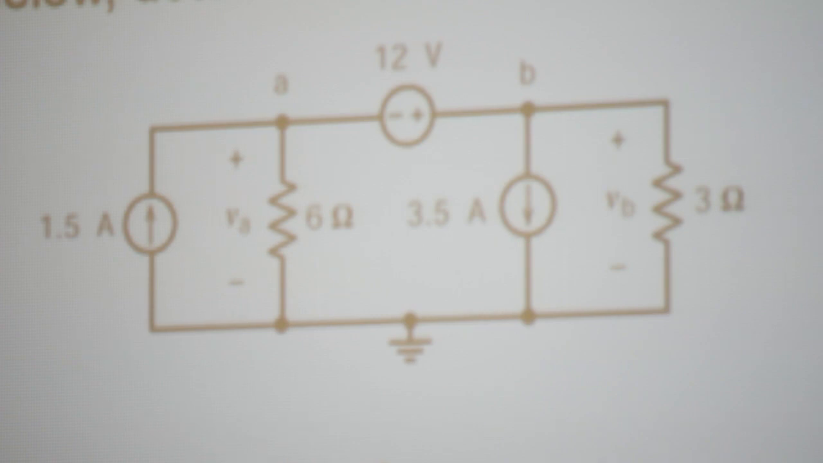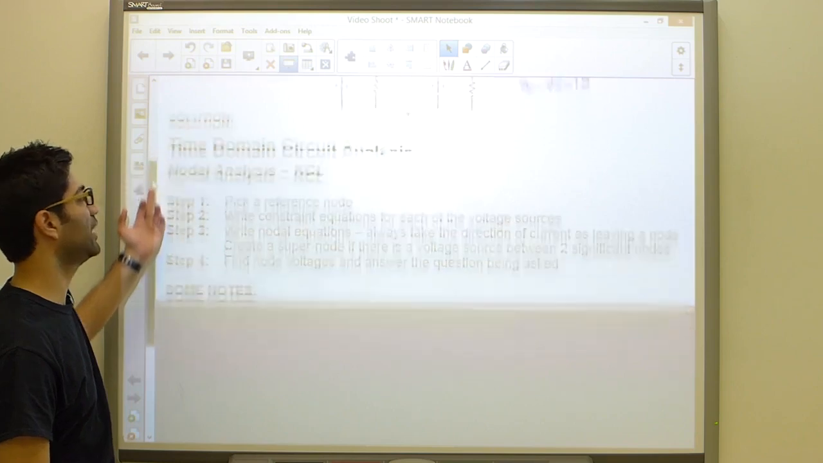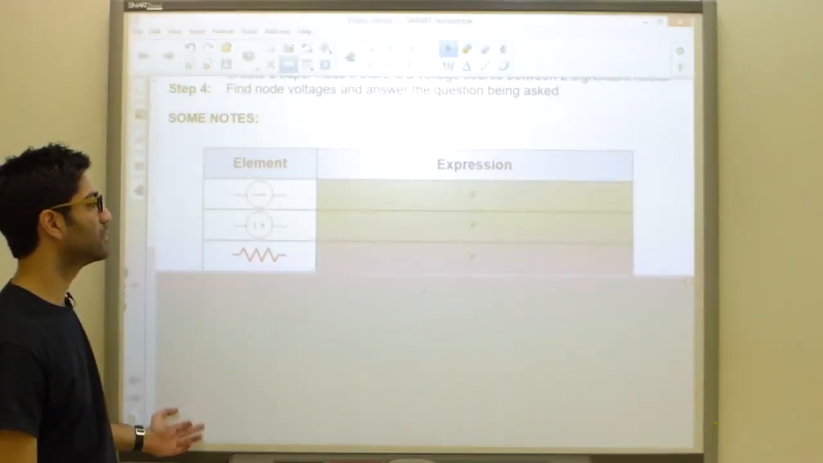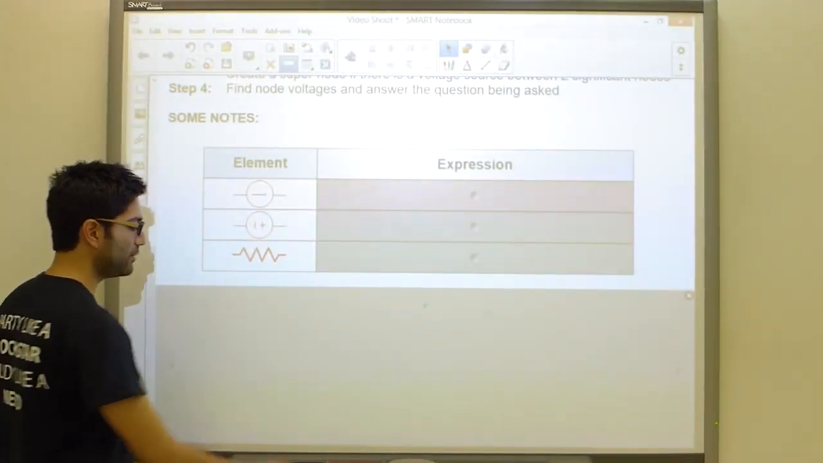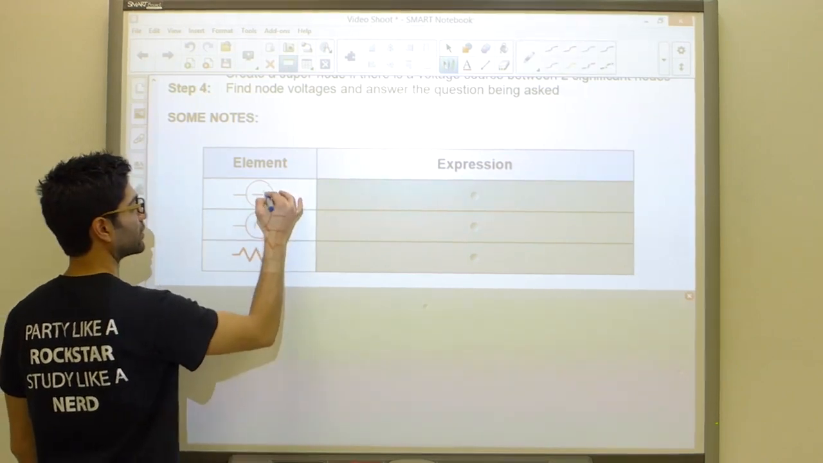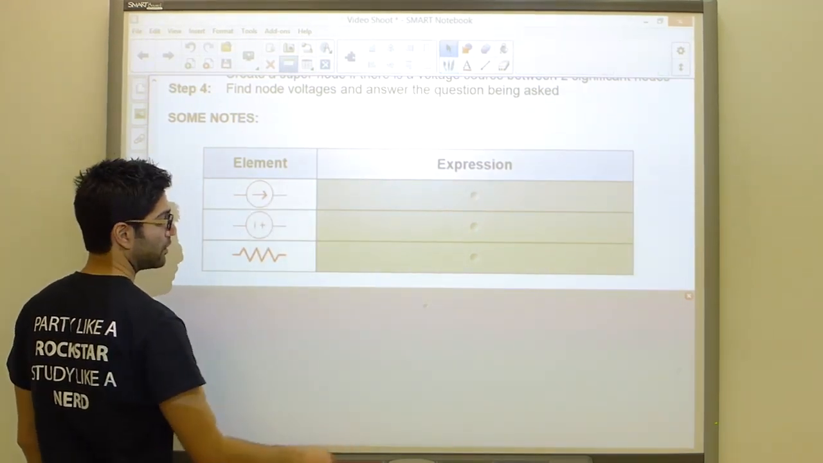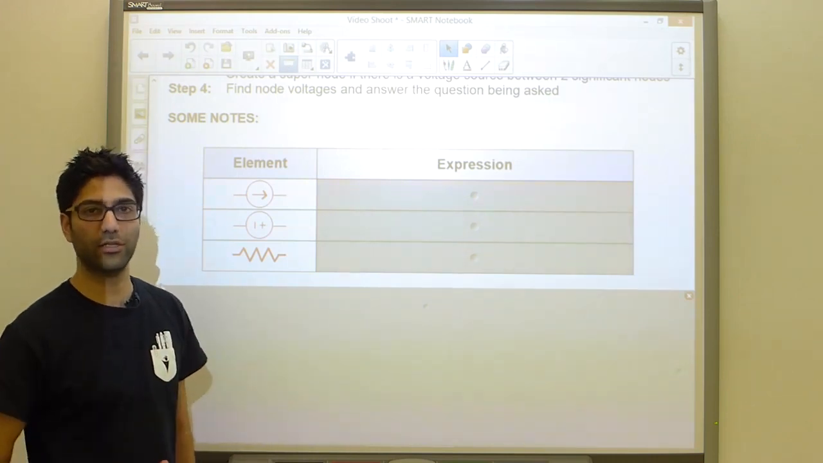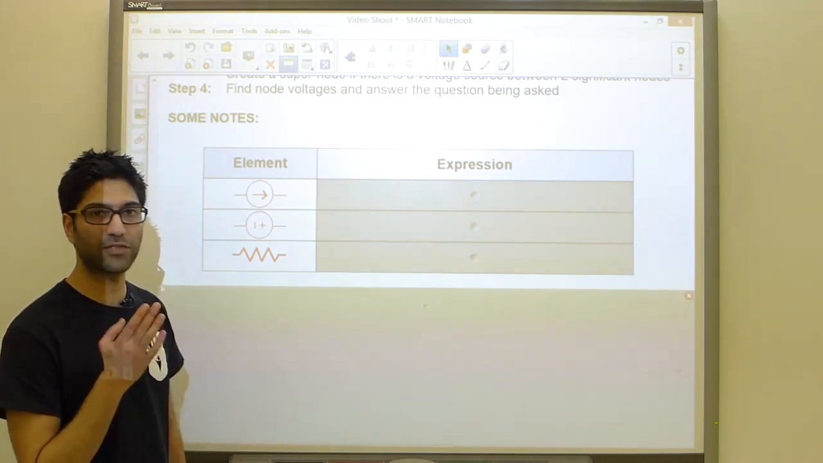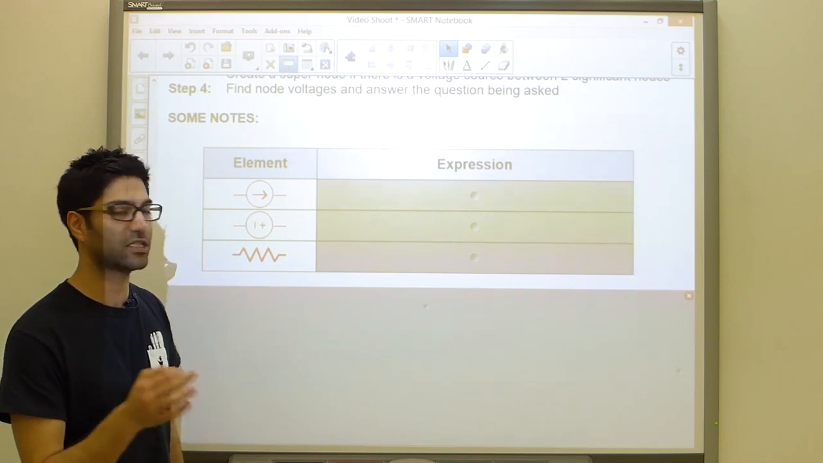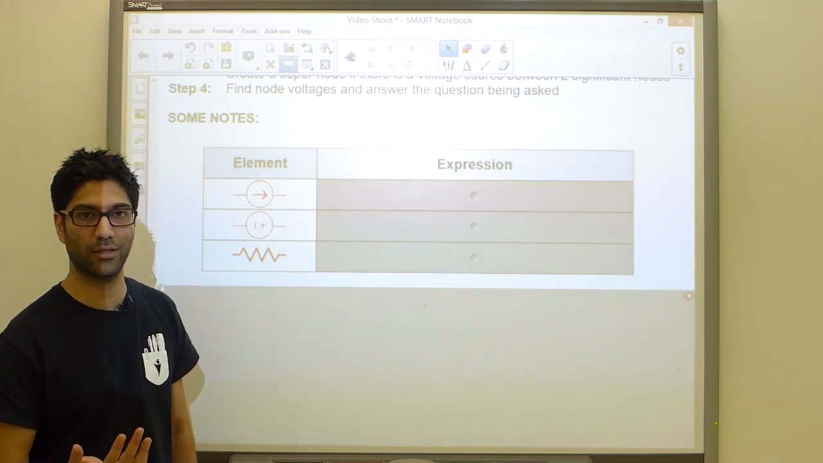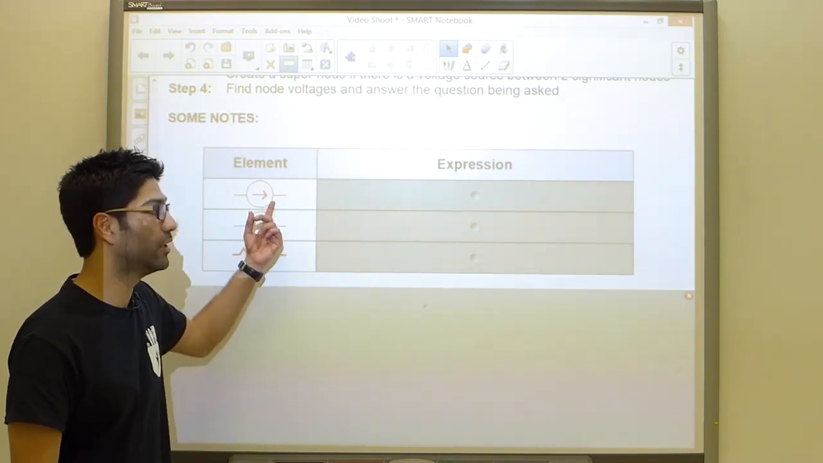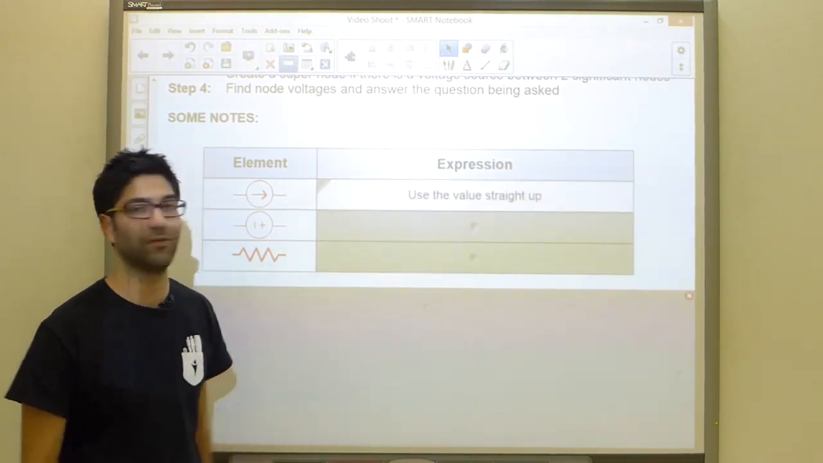You should understand how to write out the expression for each one of those three scenarios. If you are given a current source and you want to write out its expression in your nodal equation, understand nodal stands for KCL, Kirchhoff's current law. You're adding up currents. If they're giving you the current, there's not much to do. You use the value straight up.